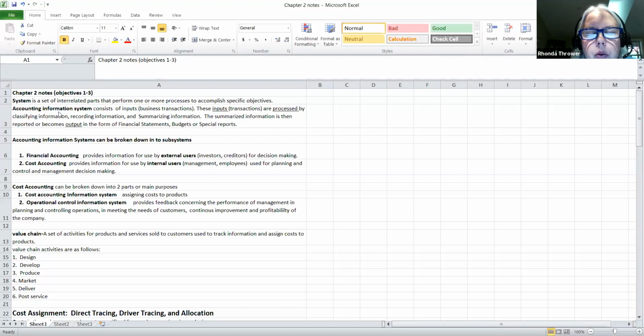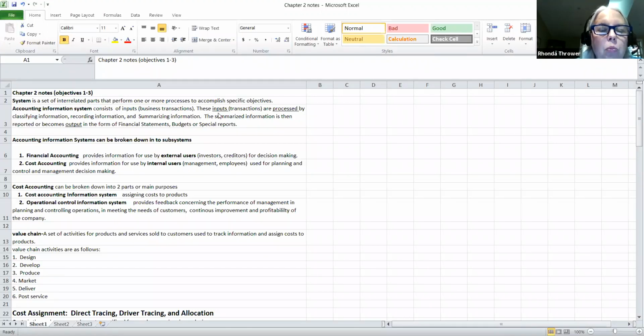You'll remember from your other accounting courses, we start by analyzing business transactions, and then we're going to record those business transactions in a journal. And then from there, we post to the ledger accounts where the information is further summarized so that it can finally be reported. So an accounting information system really consists of inputs, which are business transactions.